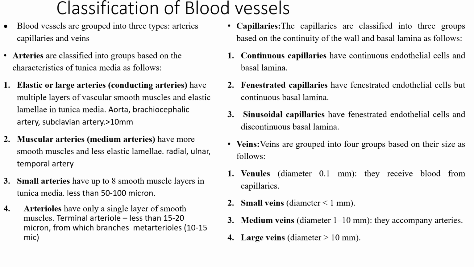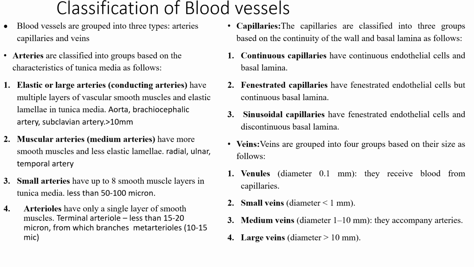Blood vessels are broadly classified into three types: arteries, capillaries, and veins. Arteries are the blood vessels which carry blood away from the heart. Capillaries are the vessels where actual exchange of gases and nutrients occurs, and veins are the vessels which will carry blood towards the heart. So veins will carry blood towards the heart.